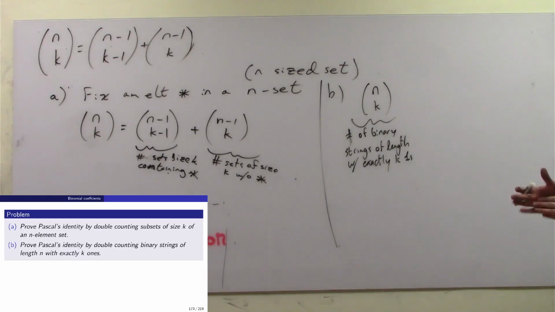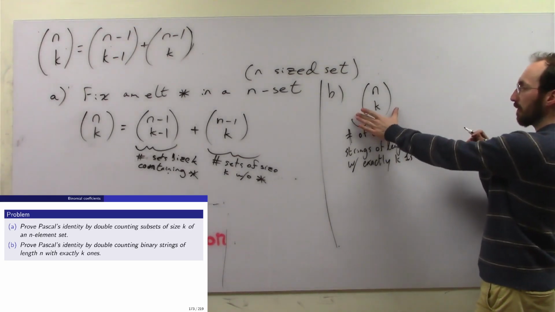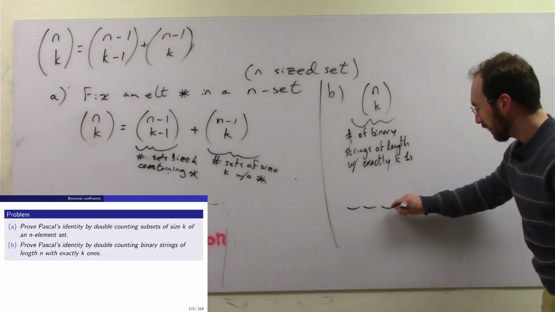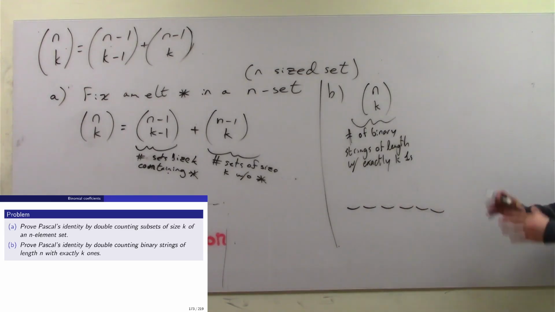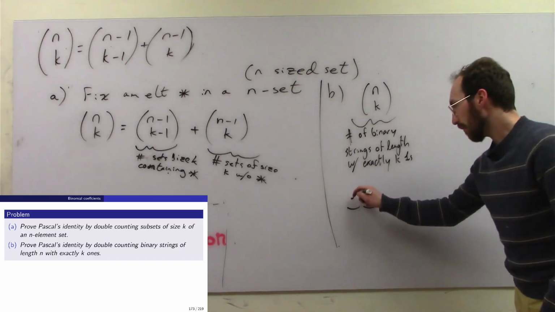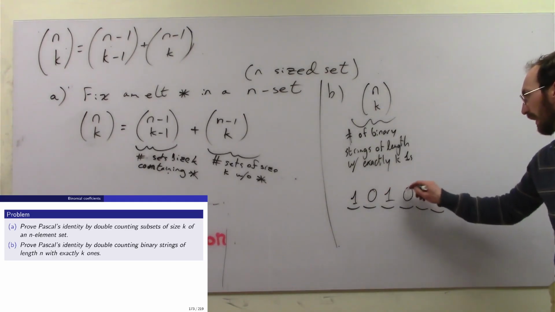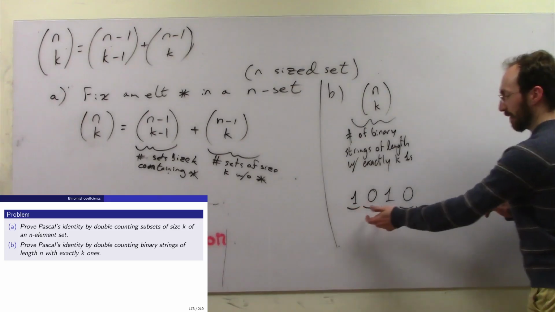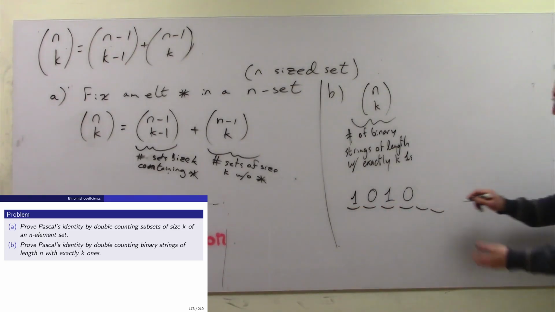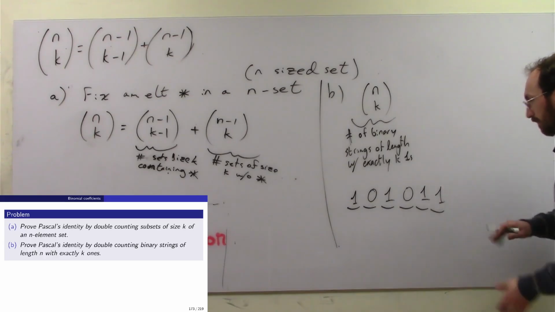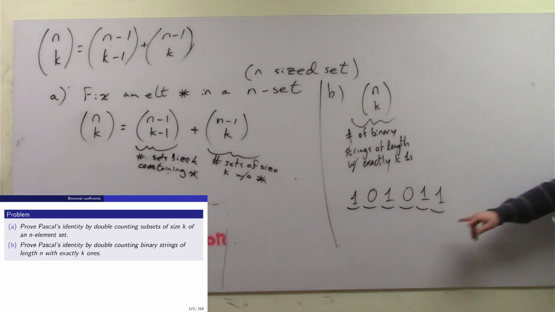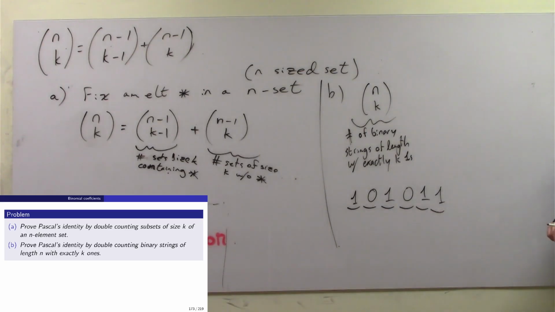And why is that exactly? Let's think it through. What this is telling us is I have n many things, and I'm either going to choose it or I'm not. Choosing it amounts to a 1, not choosing it amounts to a 0. And if I have something of length n here, and I choose k ones, that's my n choose k.